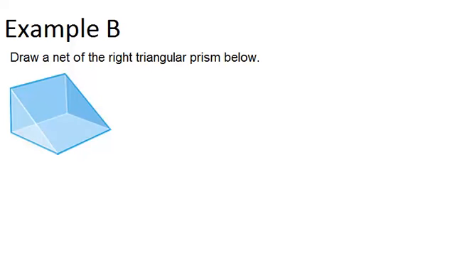In example B, it says, draw a net of the right triangular prism below. So remember that when you draw a net, there's not just one way to do it, but you have to decide basically where you want to start and then attach the different faces to wherever you're starting. So I'm going to start from this face right here because it seems like it's on the bottom, and that's a rectangle.